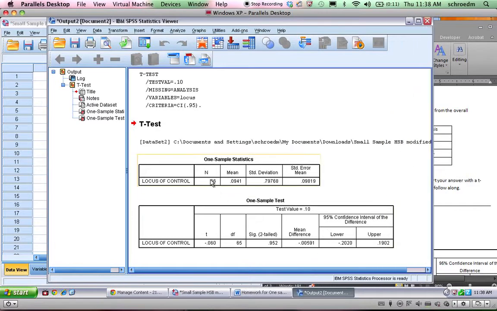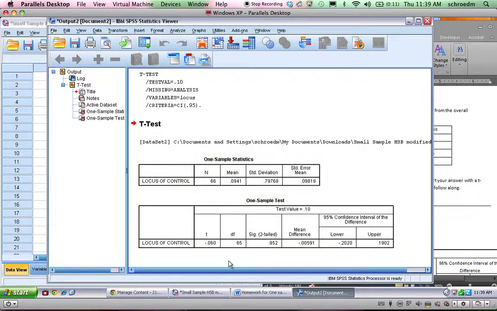Now, I have 66 people. The mean of all those 66 people is 0.094. Standard deviation, again, is the typical distance each person is, or the average distance people are from the mean. And then the standard error, which is the average distance a sample of 66 people would be from the mean.